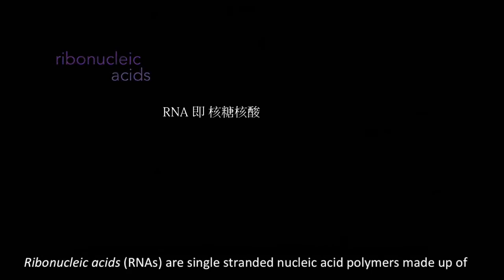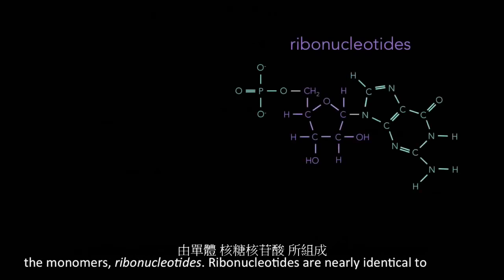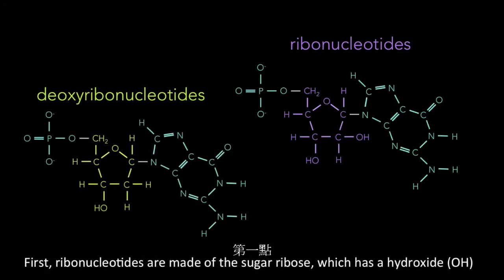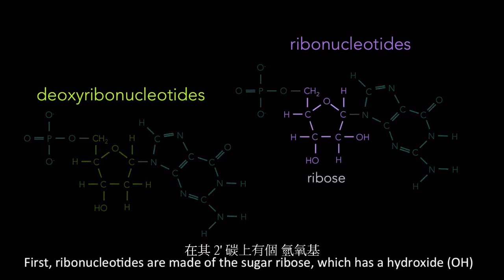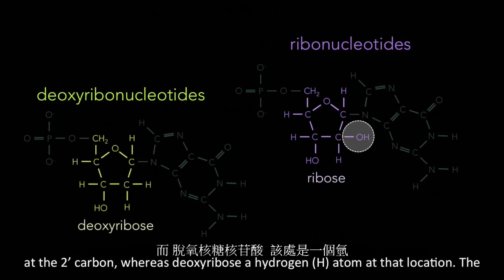Ribonucleic acids, RNAs, are single-stranded nucleic acid polymers made up of the monomers ribonucleotides. Ribonucleotides are identical to deoxyribonucleotides with two exceptions. First, ribonucleotides are made up of the sugar ribose, which has a hydroxide at the 2' carbon, whereas deoxyribose has a hydrogen atom at that location.